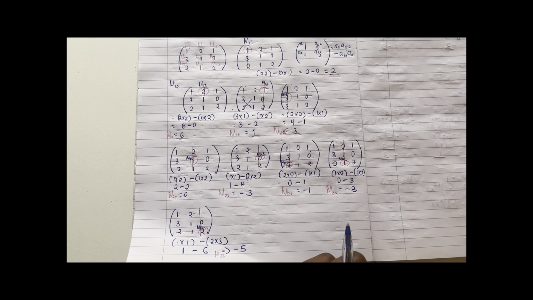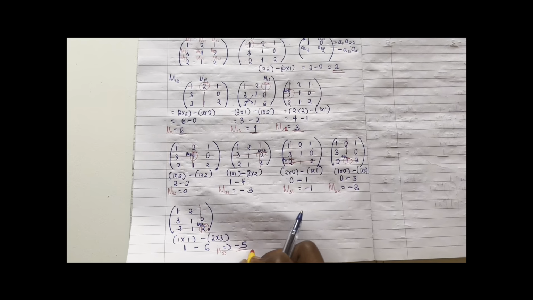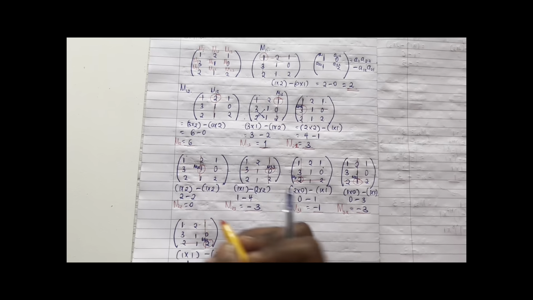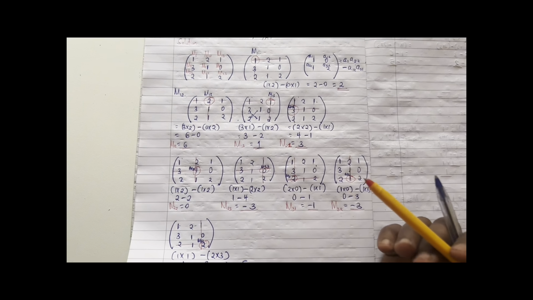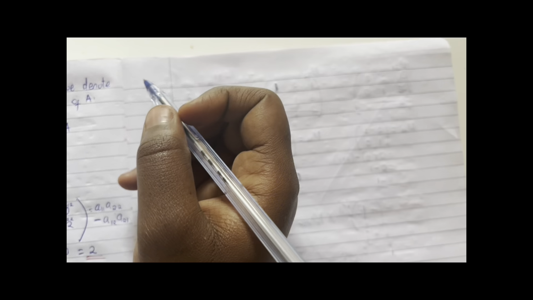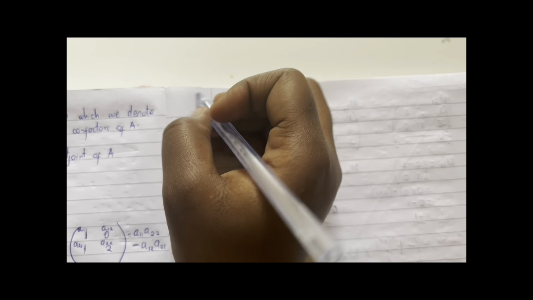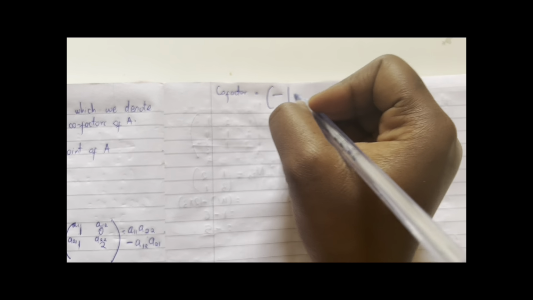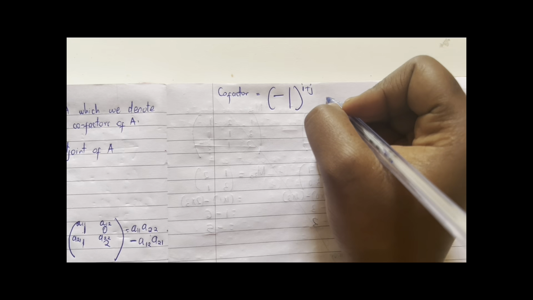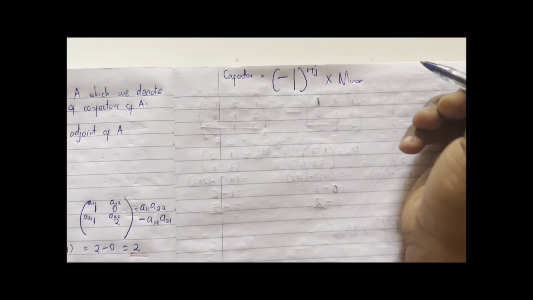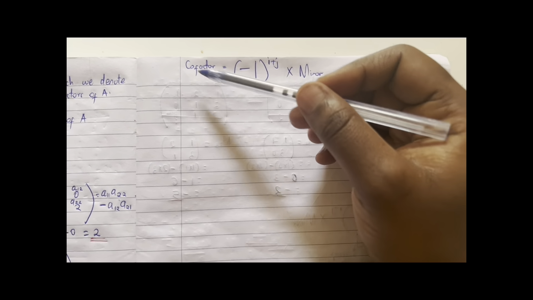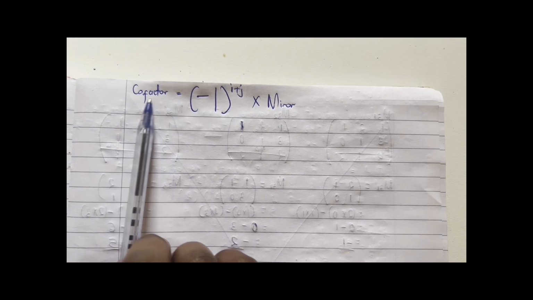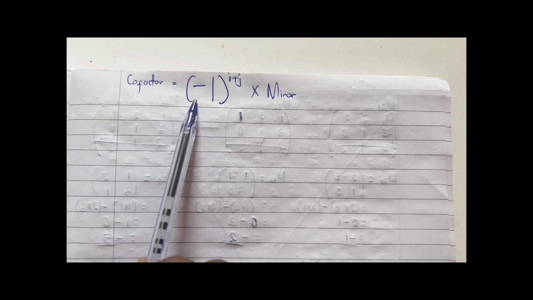So we have done all the minors, and using these minors, we are going to find the cofactors of all these values again. So we move to cofactors. Also, I want to state that I had already talked about cofactors in the first video that I did, but I'll still do the formula. Cofactor equals negative 1 power i plus j times the minor. So this is the formula. We already have the minors, so we can calculate the cofactors using this formula.